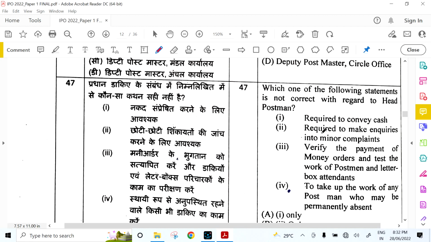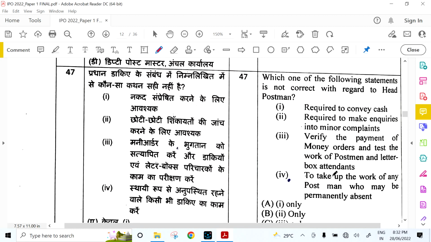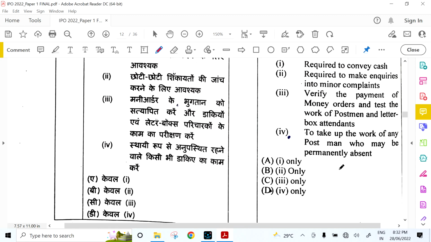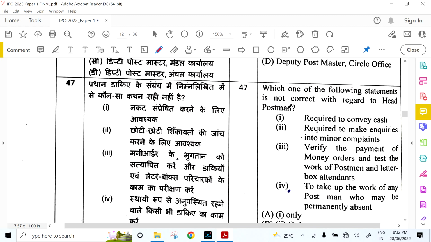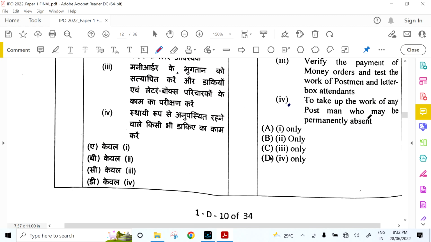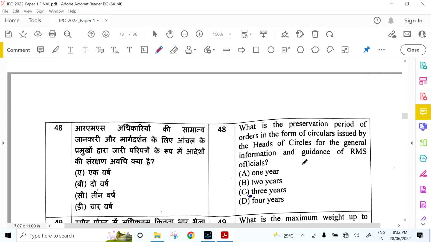Again, one more question. Which of the following statements is not correct with regard to head postman? Required to convey cash, required to make inquiries into minor complaints, verify the payment of money orders, and test the work of the postman and letterbox attendants, to take up the work of any postman who may be permanently absent. The answer is which of the following is not correct. So the fourth one is not correct because it is temporary only. Here, to take up the work of a postman who may be temporarily absent is correct. So here it is given as permanent. So this is the wrong one. And so D is the answer.